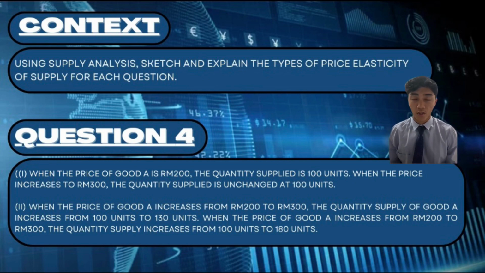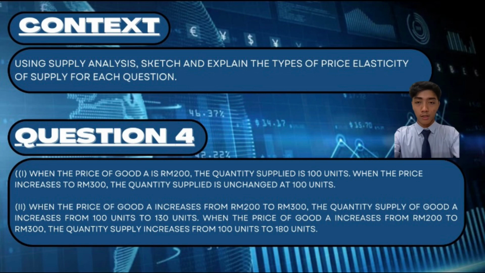I will give a short introduction about degrees of responsiveness in price elasticity of supply. The degree of elasticity of supply helps in defining the shape and slope of a supply curve. There are 5 degrees of responsiveness in price elasticity of supply. The first is perfectly inelastic, the second is inelastic, the third is unitary elastic, the fourth is elastic, and the last one is perfectly elastic.